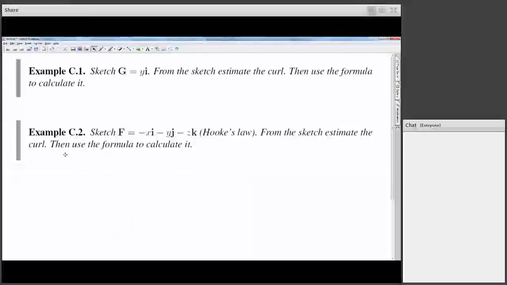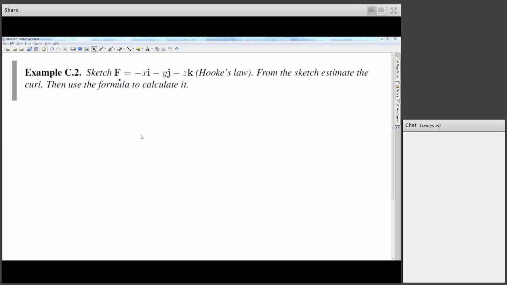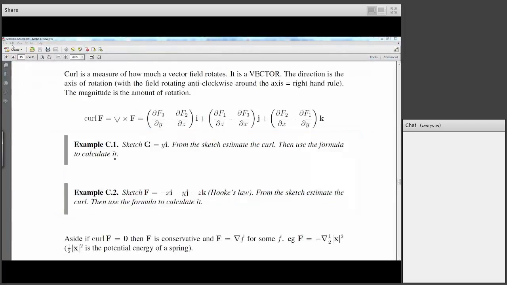So I've got two different vector fields, G and F, and they're both 3D. What I want to do is get a sense of what the curl is intuitively, and then I'll use a formula to work it out. Might be better to just do them separately.